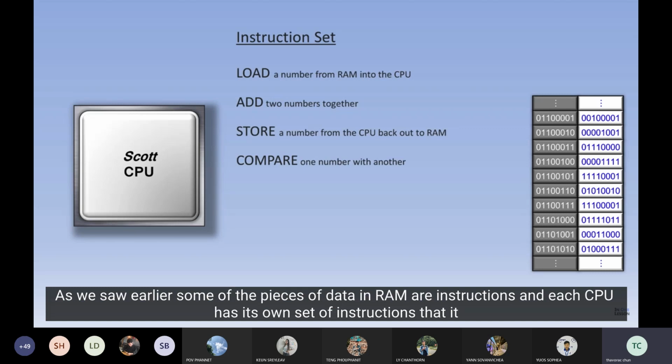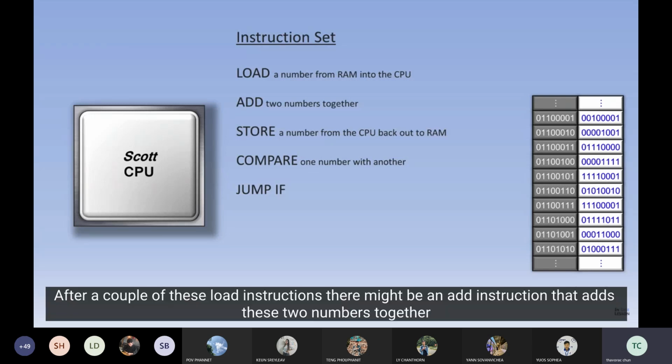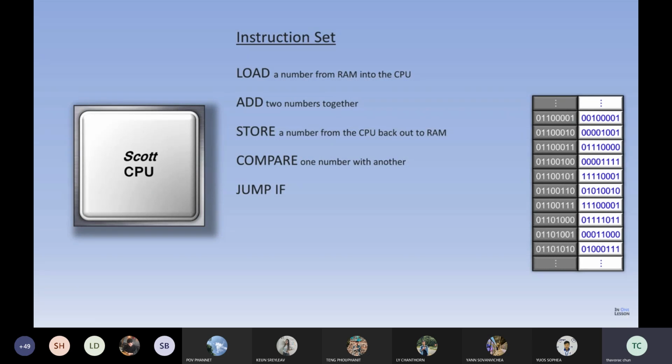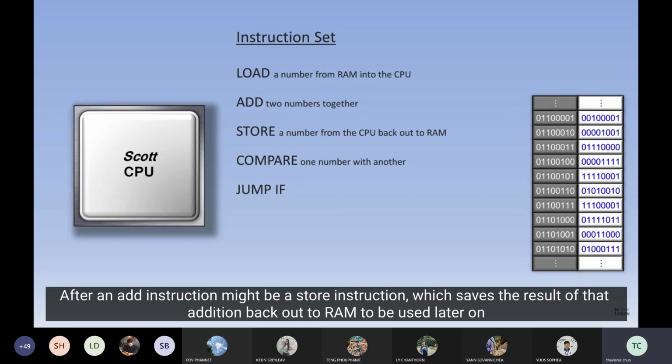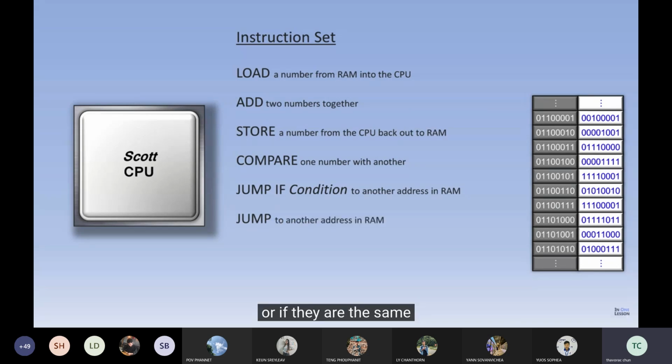The compare instruction can be very useful when used in conjunction with what's called a jump if instruction. As we saw earlier, the CPU generally requests each piece of data from RAM in order one after the other. Sometimes, though, the programmer wants to jump to an out-of-order RAM address to process some other instructions in memory. The jump if instruction checks to see if a certain condition is true before it jumps. It uses the results of the compare instruction to make this decision. There is also a regular jump instruction that jumps no matter what.